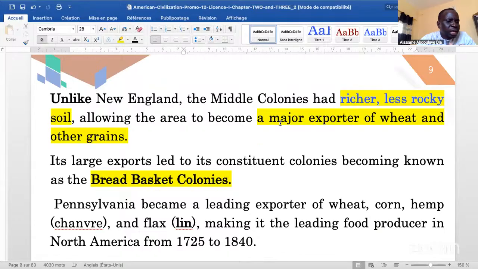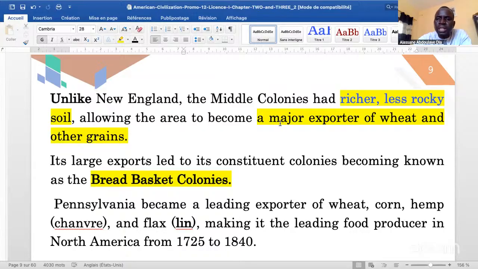Look here, there is a comparison saying that unlike New England, the middle colonies had richer, less rocky soil. What does it mean? I told you that New England had a rocky soil, okay? There were a lot of rocks. So it was different from the middle colonies.